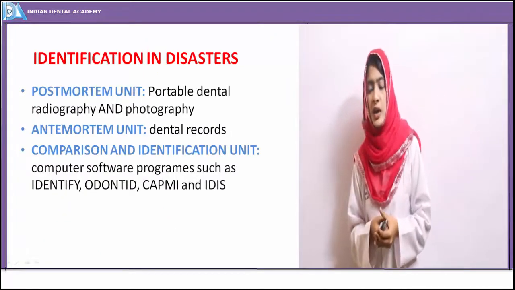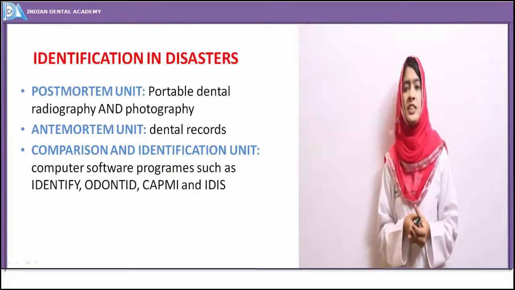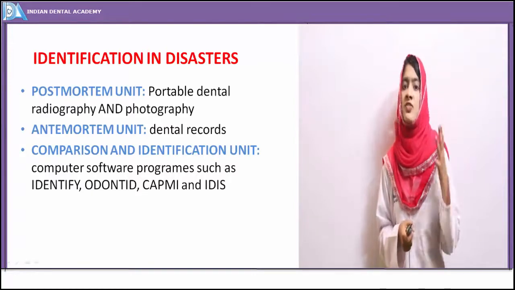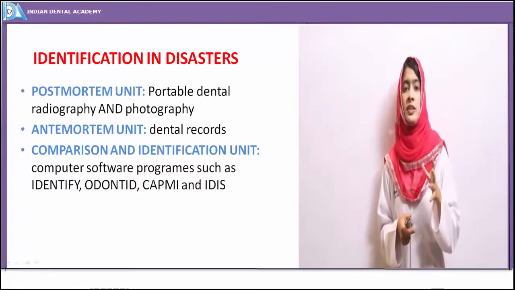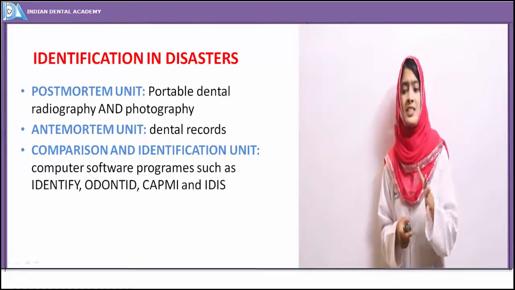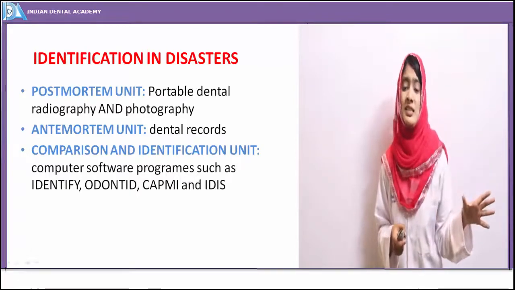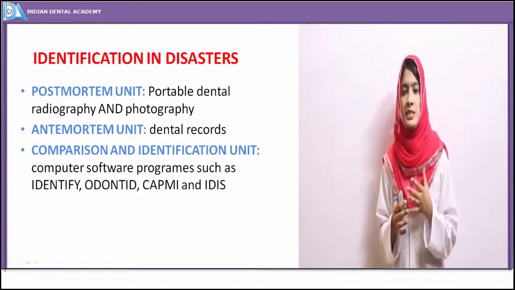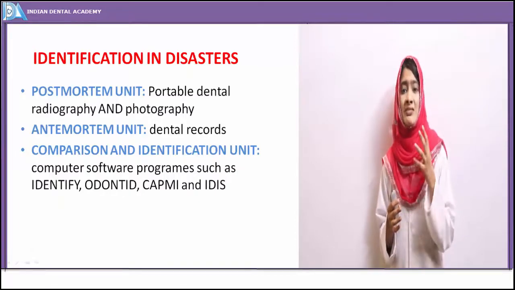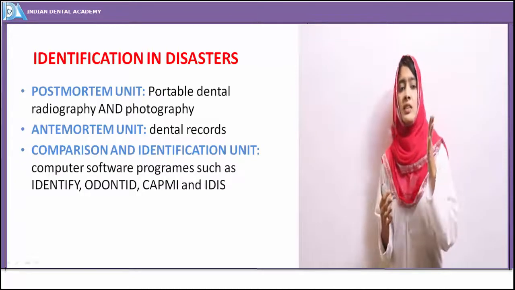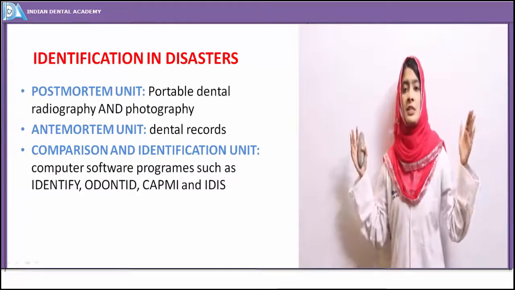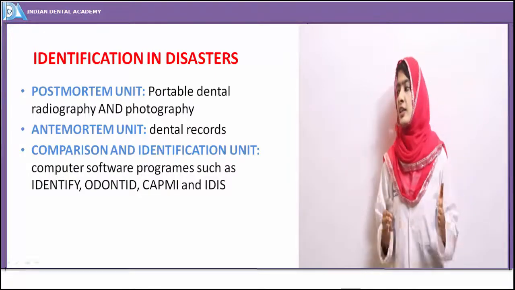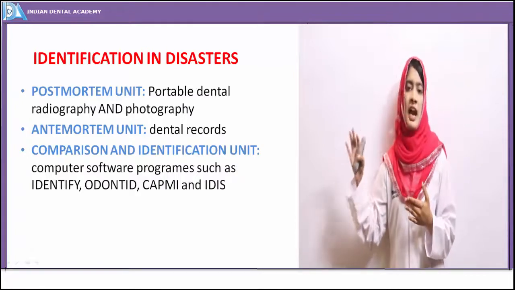So how do you carry out identification in cases of disasters? In cases of mass disasters like earthquakes, floods, fire accidents, and road or train accidents, hundreds of people will be involved. The death of hundreds of people is occurring at such a stage. So how do you identify the individuals? To identify in mass disasters, a forensic experts team is formed and divided into units: the post-mortem unit, the ante-mortem unit, and the comparison and identification unit.